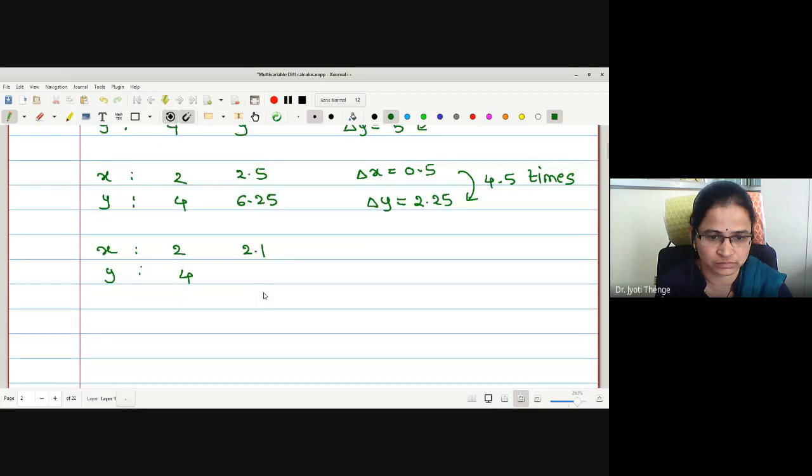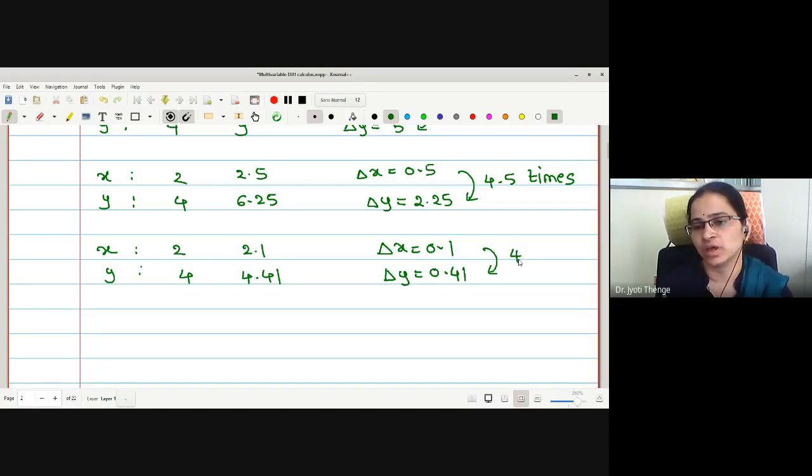Now let us reduce the difference to 2.1. I have taken 0.1 now. Square of 2.1 is 4.41. So this is 4.41. Delta x is 0.1. And what about delta y? 0.41. Therefore, how many times will this be now? Is it 4.1 times?